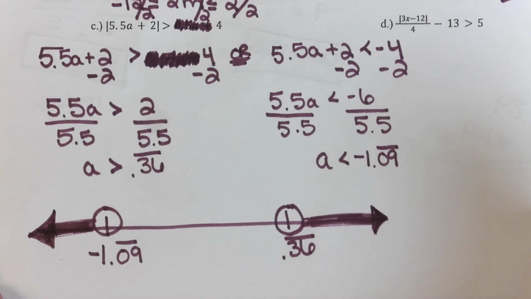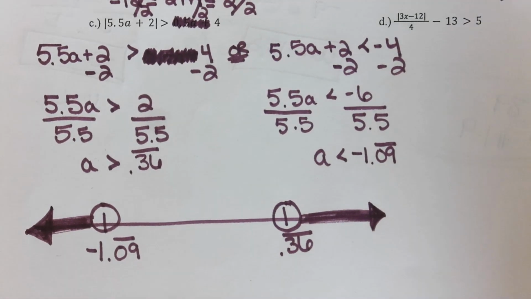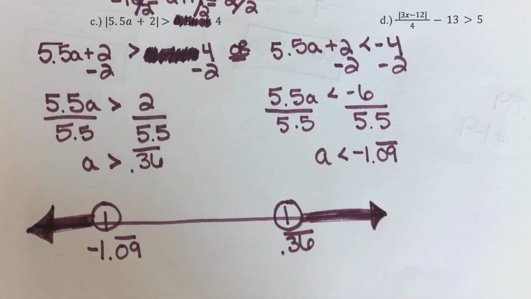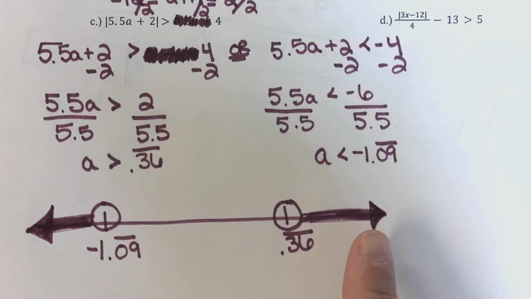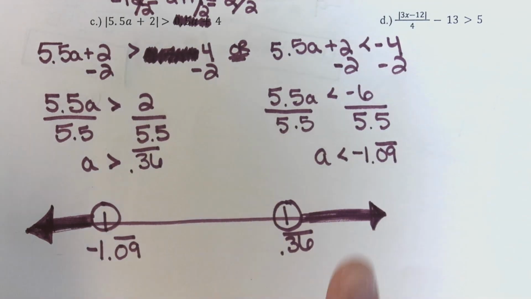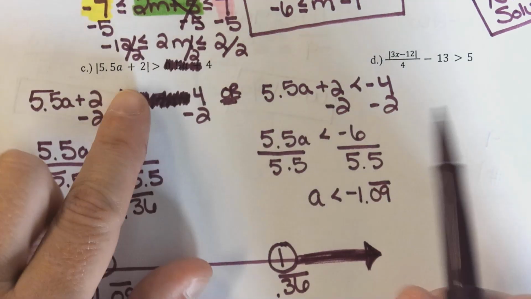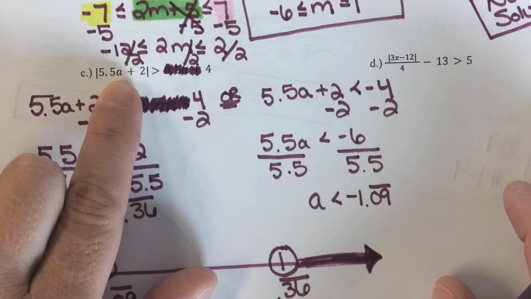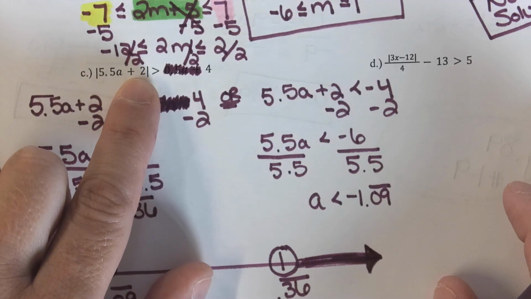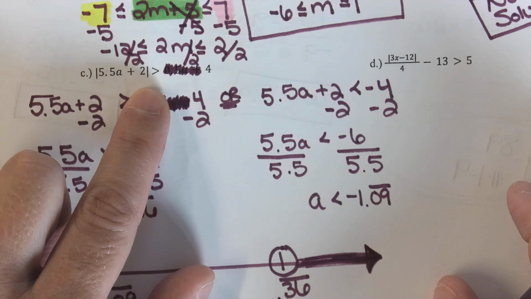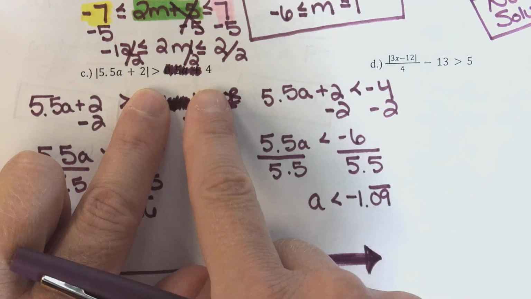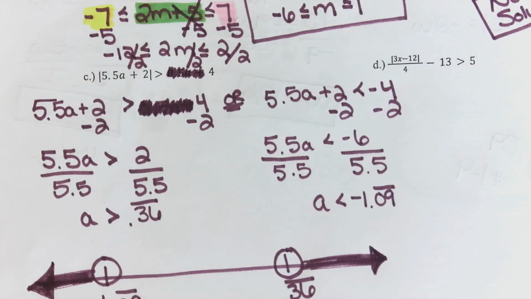Okay. Let's try another one that's similar to that. The region in between is not where solutions live. So if you picked a number bigger than 0.36, you can pick any number. Do we agree 1 is bigger than 0.36? Yeah. If you plug 1 in, this is going to give you a true statement. 5.5 times 1 is 5.5. 5.5 plus 2 is 7.5. What's the absolute value of 7.5? Is 7.5 bigger than 4? Yes.